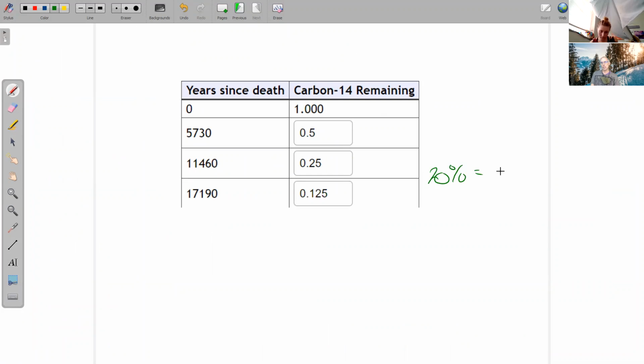And 20% as a decimal is 0.2, which is somewhere in between 25% here and 12.5% there, which means the time that's gone by has to be somewhere between 11,000 and 17,000. So I was thinking 20% is closer to 25% than it is to 12.5%, right? It's 5% away from here. It's like 7.5% away from there. So I thought the answer had to be closer to 11,000 years than 17,000 years. So my first guess was maybe around 13,000 years.